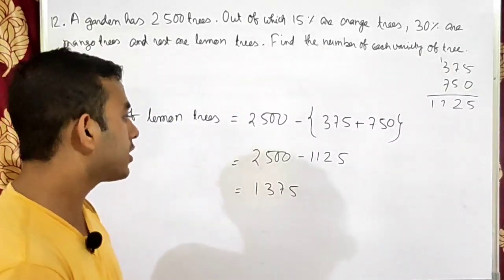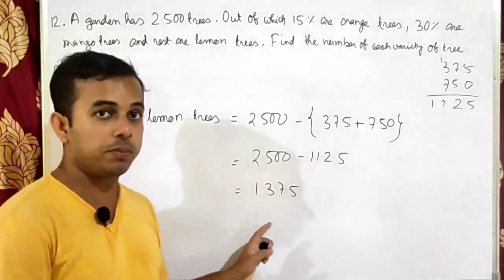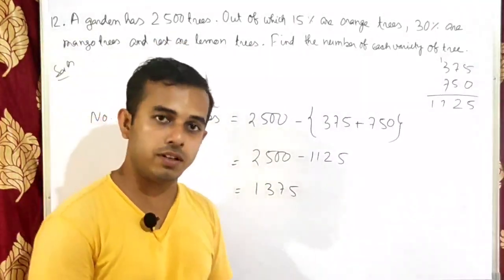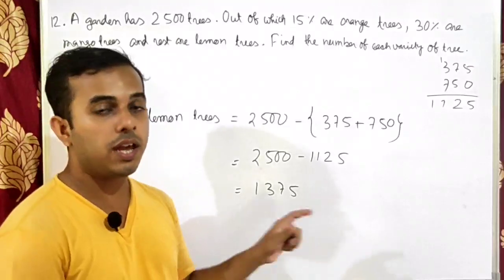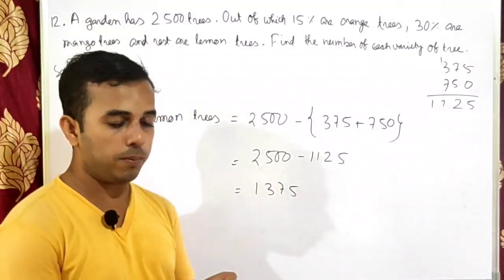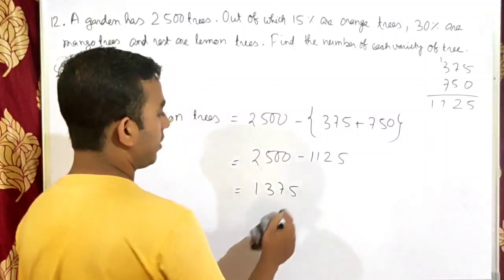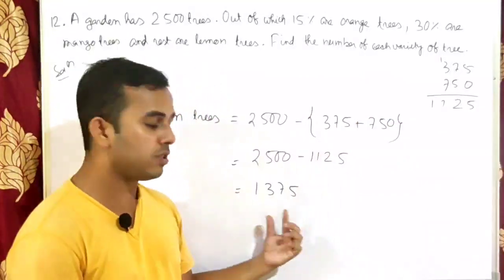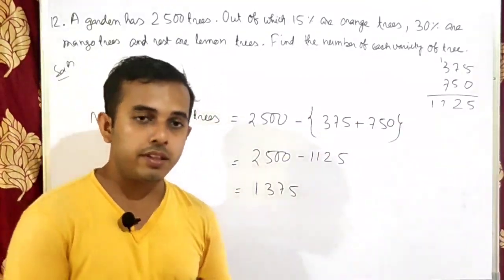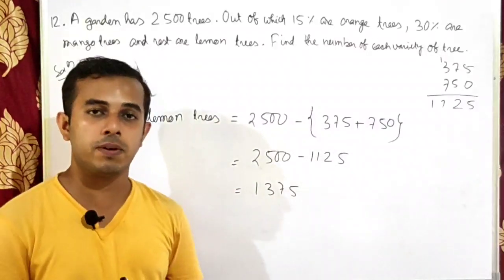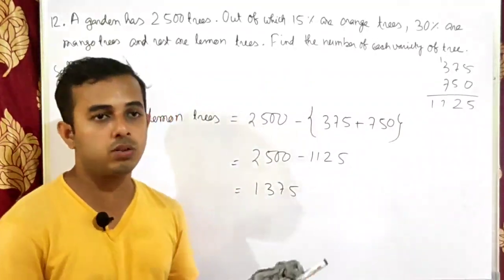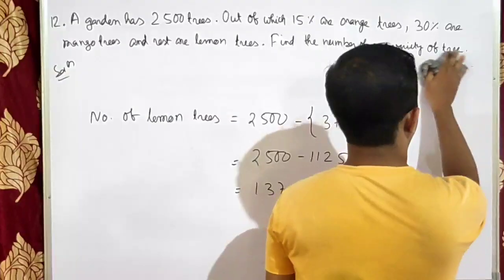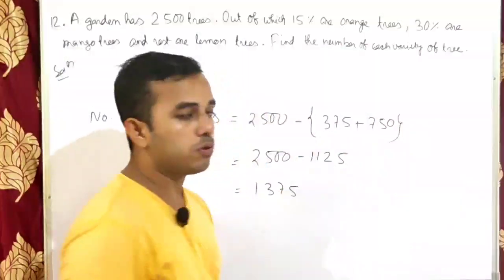Now if you wish to find out what is the percent of lemon trees, you can easily find out. Let the percent be x. So x percent of 2500 equals 1375. Like this you can find the value of x, and x will be the percentage of lemon trees. But up to this is what the question asked: find the number of each variety of the tree. Up to this is our answer, and what I am telling now is the extra part. If you find it, well and good, and if you don't, no problem.